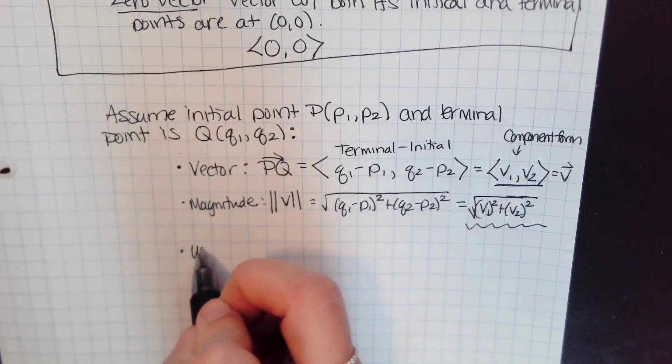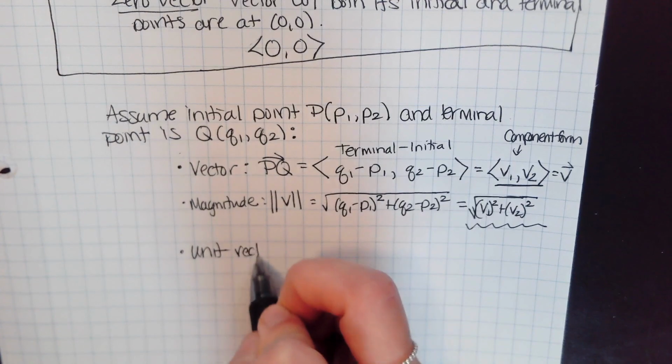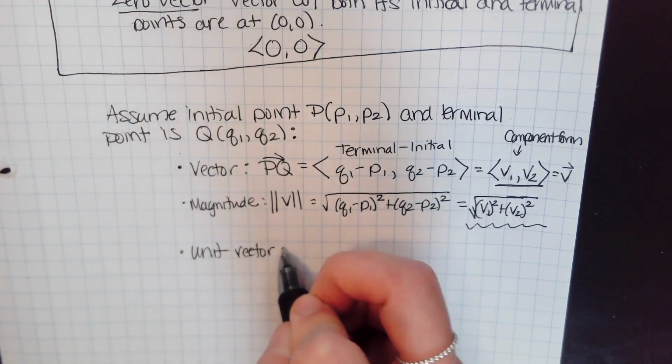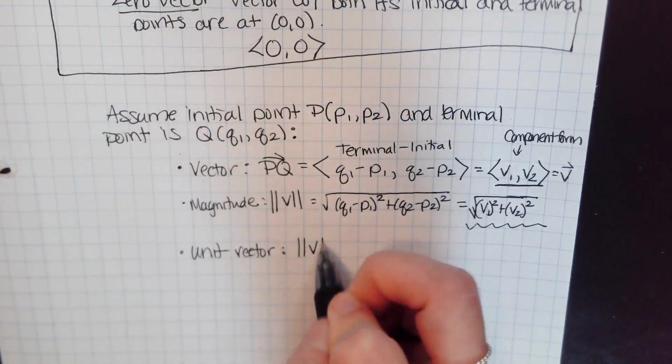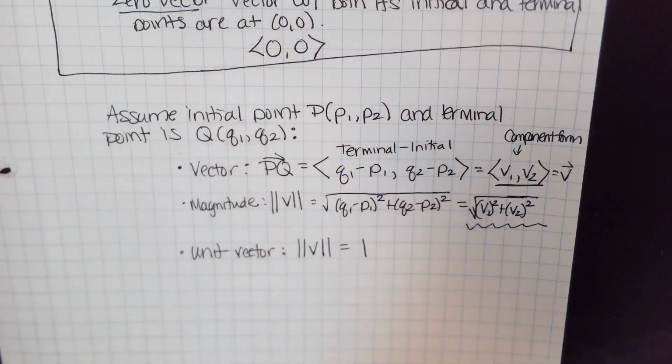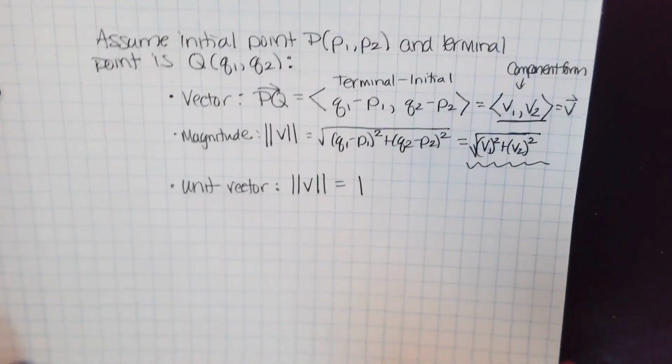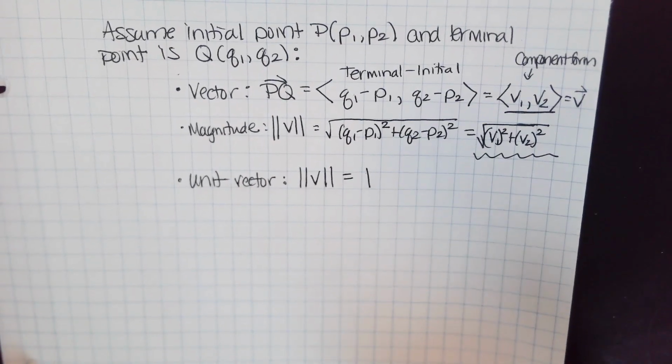And a unit vector, it's like our unit circle has a radius of 1. Our unit vector has a magnitude of 1. So a unit vector has a magnitude of 1.